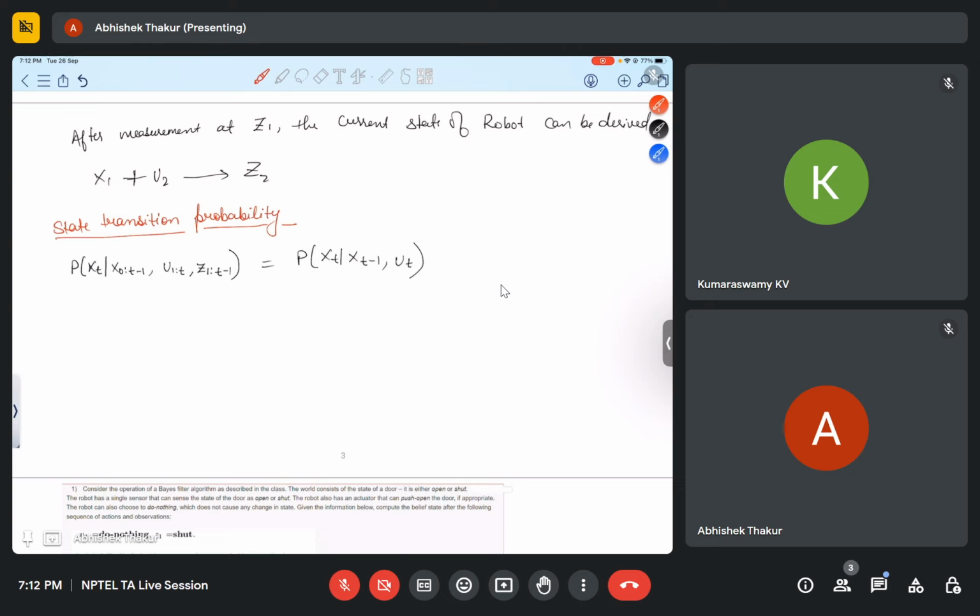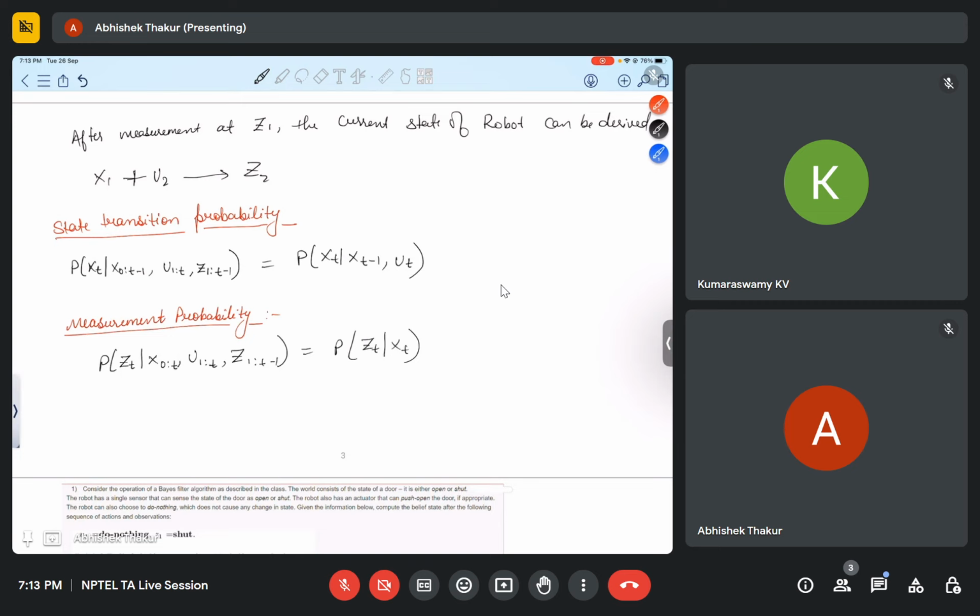The second thing is the measurement probability. That is the probability of the measurement at time instant t, p of zt given x0 to t, u1 to t, and z1 to t minus 1. This can be simply given as the probability of zt given the state of the robot at xt, because the measurement does not depend upon the previous measurements and the previous actions. It depends only upon the current state of the robot, where the robot is and how it is rotating. On that only, the sensor will measure.